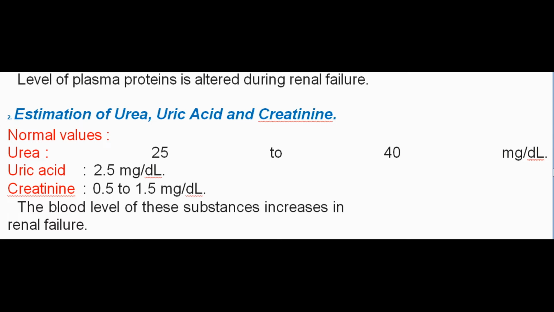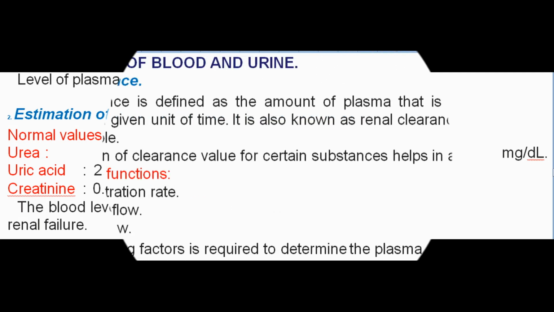Estimation of urea, uric acid, and creatinine. Normal values: urea, 25 to 40 mg/dl. Uric acid, 2.5 mg/dl. Creatinine, 0.5 to 1.5 mg/dl. The blood level of these substances increases in renal failure.